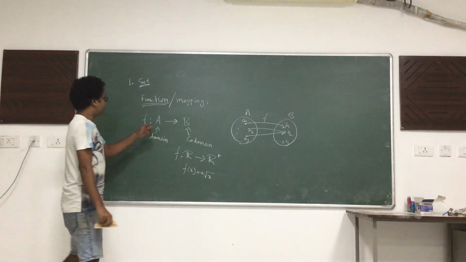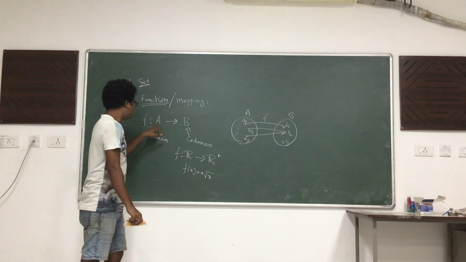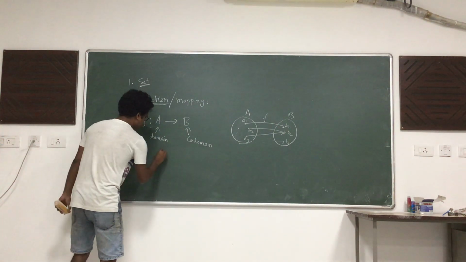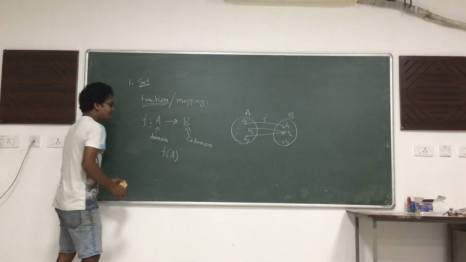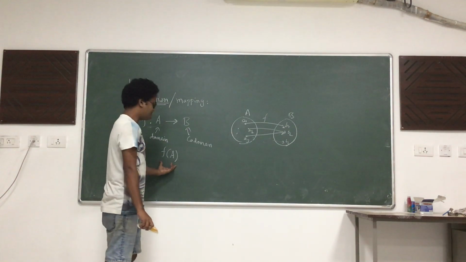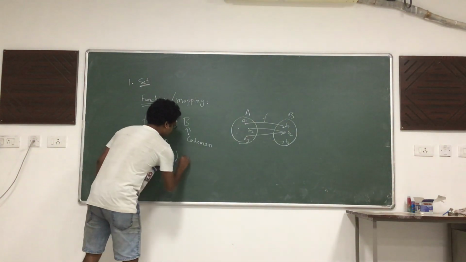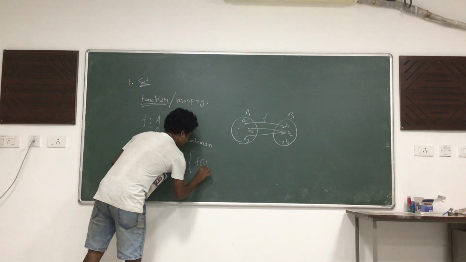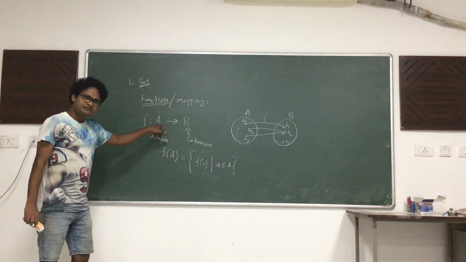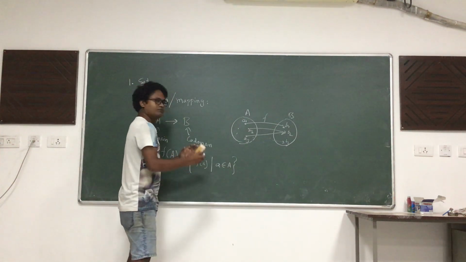And if you take the image, the collection of all the images of the elements of A, it's usually written as f of A. It's some abuse of notation we'd say, but it's perfectly defined in mathematics. So f of A is basically the collection of all f of a such that a belongs to A. That means you take all the elements of A, take their images, and take that collection.